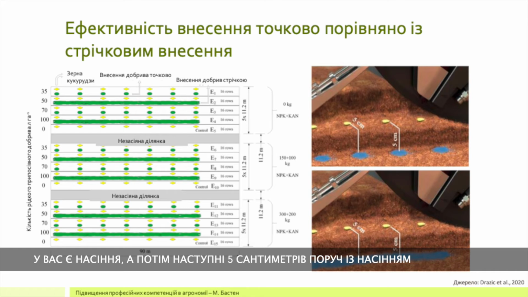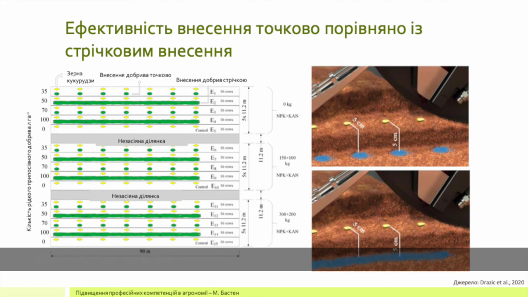You have the seeds, and then 5 centimeters next to the seed and 5 centimeters underneath the seed, the fertilizer depot, either as a point or as a band applied to the soil. And the results basically show that with a point source, you can even save product and get the same kind of yield response.